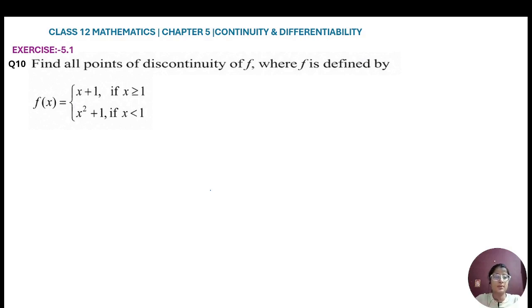Now let's do question number 10. What we have to do in question number 10: find all the points of discontinuities of f, where f is defined by this function. We have to find all the possible discontinuity points.